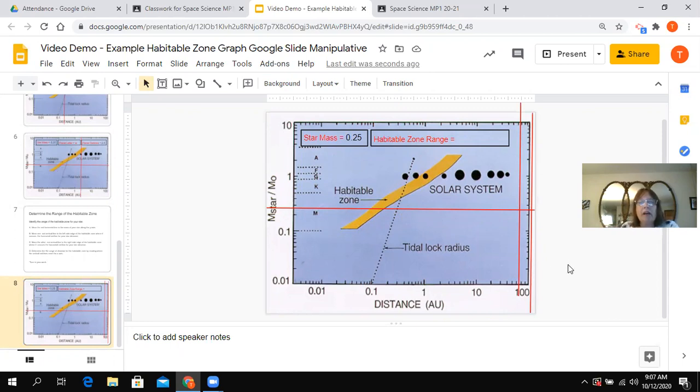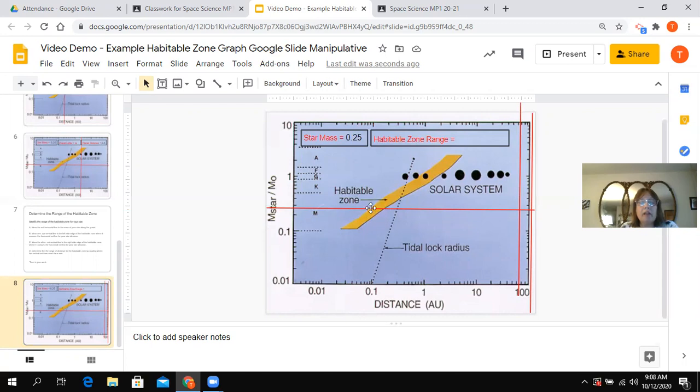All right, so the habitable zone is identified by this diagonal region. A small star will have a habitable zone that's closer to the star. A large star will have a habitable zone that's further from the star. So this horizontal line represents the mass of our star. So our star, the one that I'm using as my example, its habitable zone is from this point to this point.